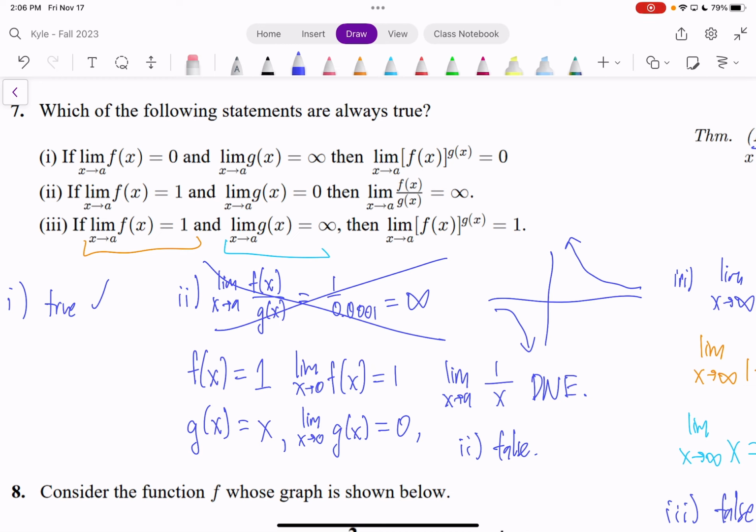So for example, we chose a counterexample here. We chose an example where f of x is equal to the constant function 1. We said g of x is equal to x. The question says that in that case, the limit of f over g should be infinity, but we showed that the limit of f over g actually doesn't exist. So that's how we found a counterexample to show that 2 is false. Does that make sense? Still a little rocky?